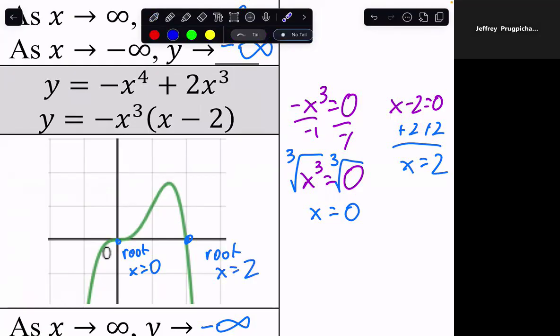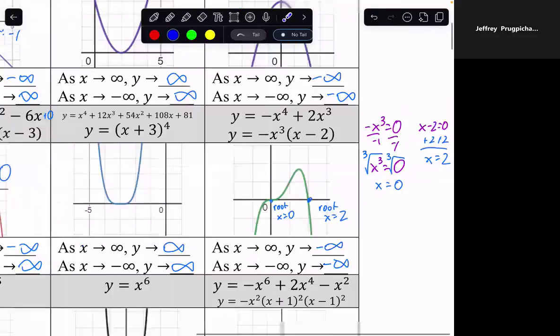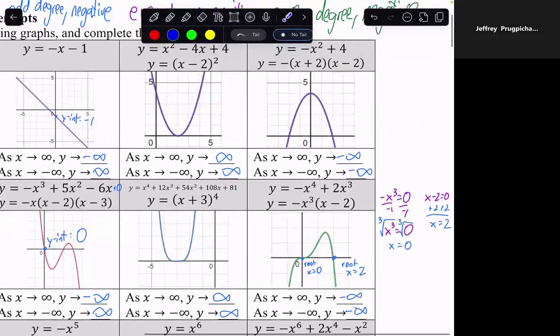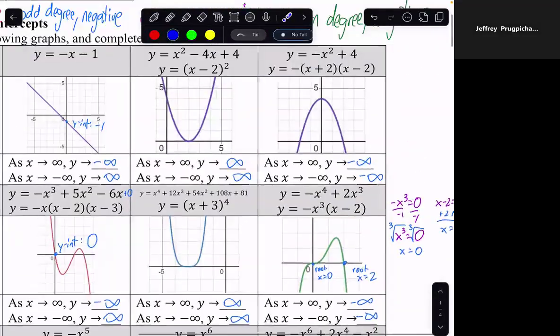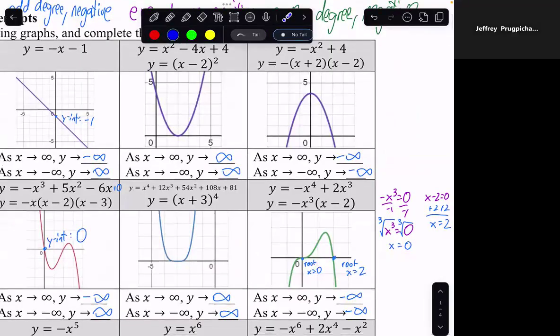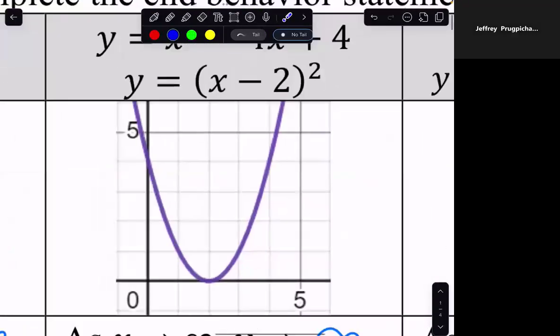Okay, but we can also see that the graph acts differently at these two roots. At the root of x equals 0, the graph curves through, while at the root of x equals 2, the graph goes straight through. Okay, so let's look at, we'll go to this one.